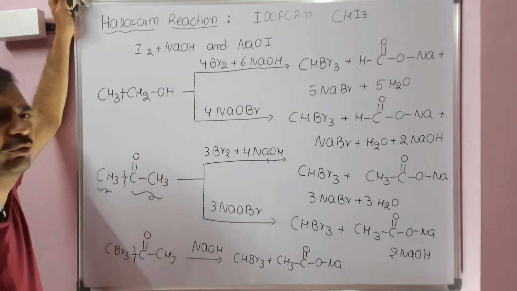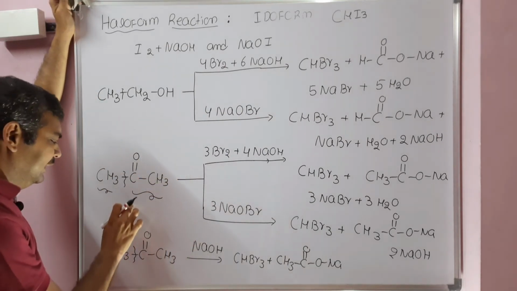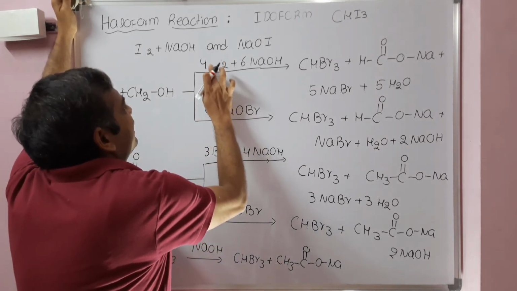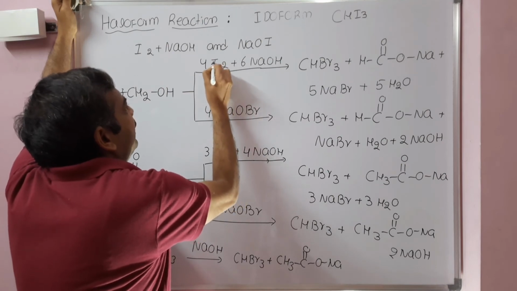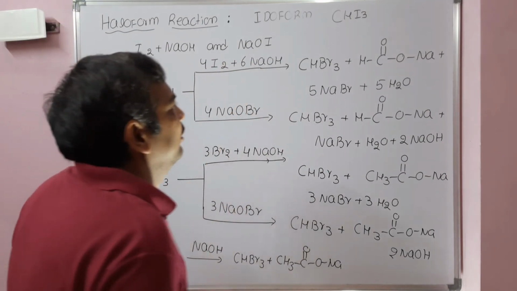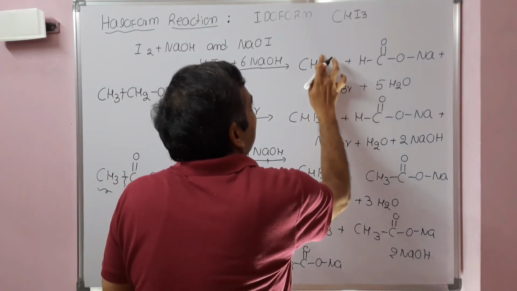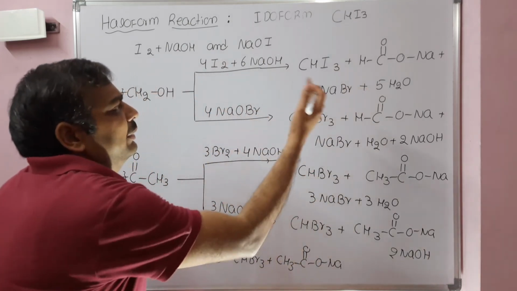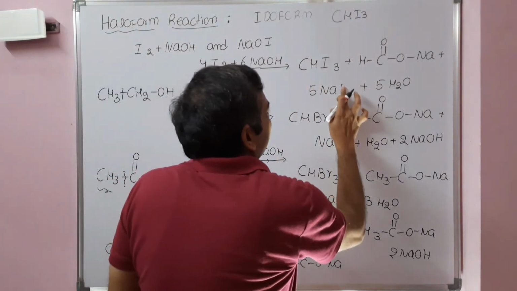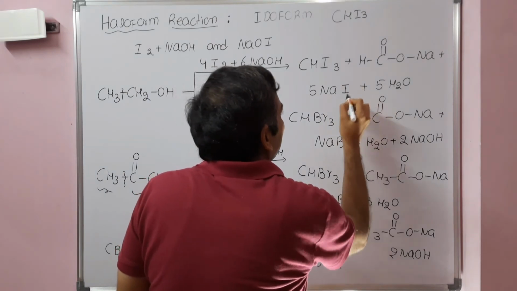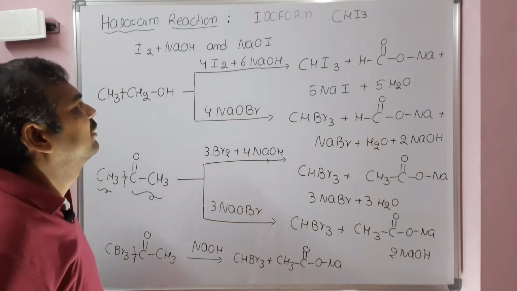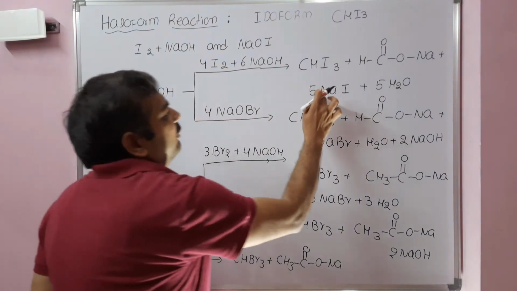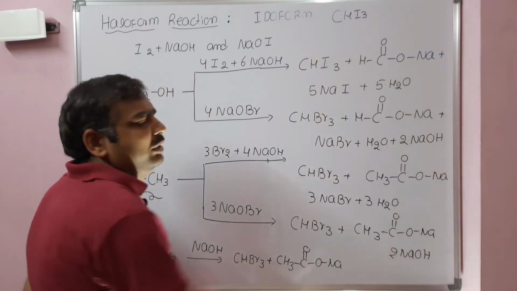So we will prepare iodoform by using ethanol, acetone and triiodoacetone. We will change at the end. When ethanol reacts with 4 moles of iodine and 6 moles of sodium hydroxide, we will get iodoform, CHI3. For any doubt you can write the complete mechanism; the remaining part is the same. The side products are 5 moles of sodium iodide. Let's check: 4 moles of iodine and 6 moles of sodium hydroxide. 8 iodines, 5 plus 3, 8. 6 sodiums, it's balanced.